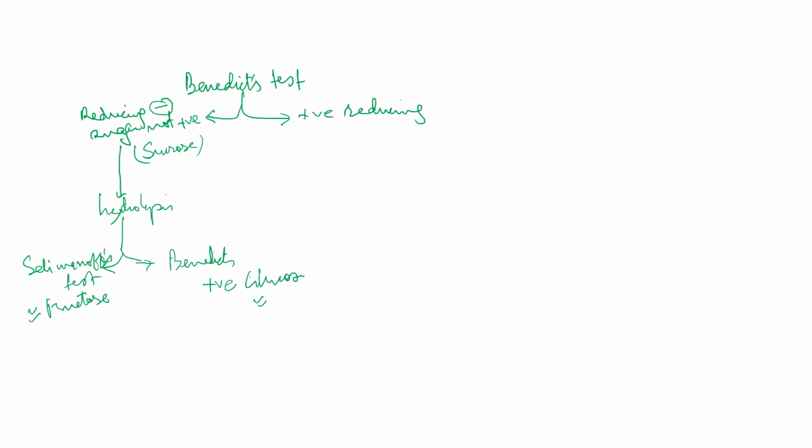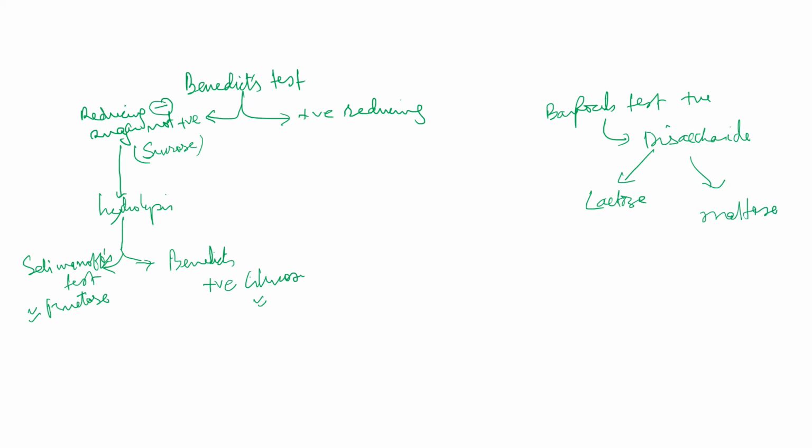When Barfoed's test is positive, it means that the solution contains a reducing disaccharide. Now, how to identify this disaccharide? It may be lactose or it may be maltose. To identify this disaccharide, you have to do a test that is called Osazon test.